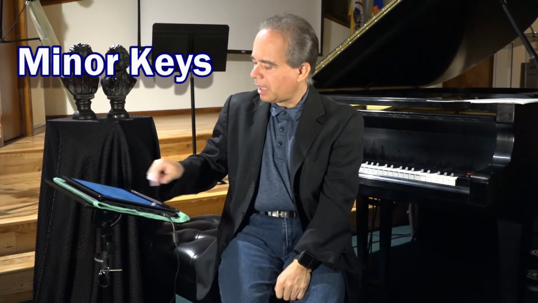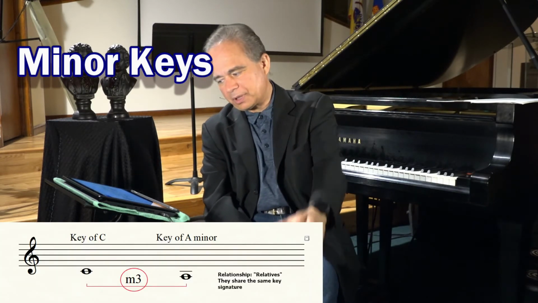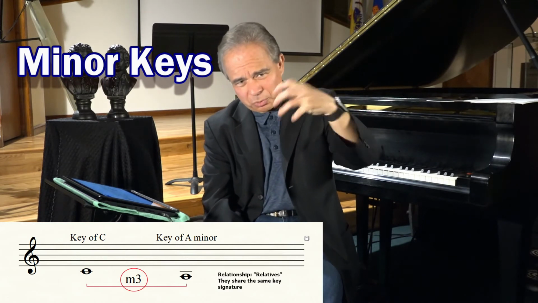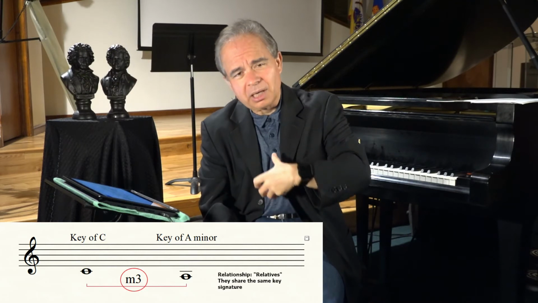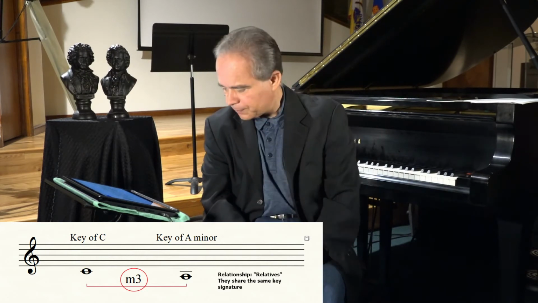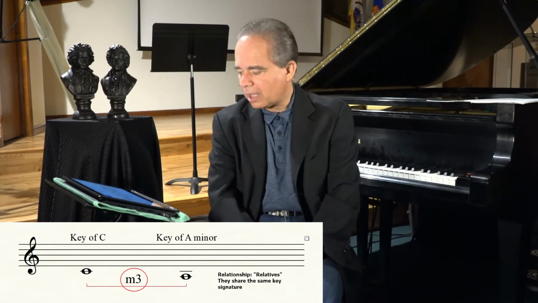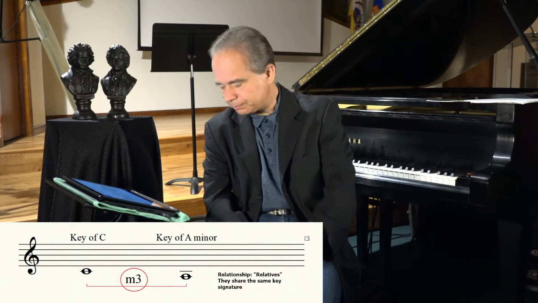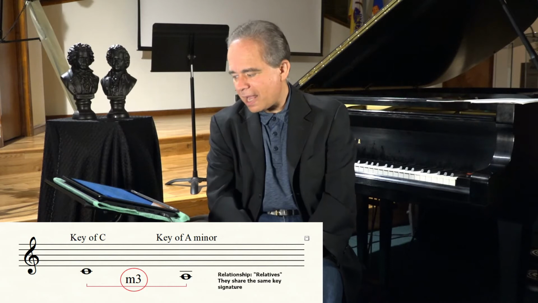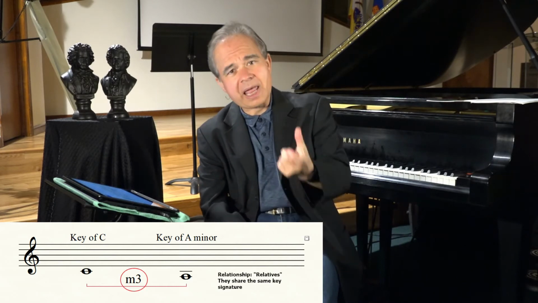Welcome back. Let's start talking about the minor keys. On the tablet here, I have a little schematic with, let's talk about the relationship first of the minor key in relation to the major key. All right, so on the tablet here, I have the key of C, with the tonic of C, of course, and the key of A minor with the tonic of A.